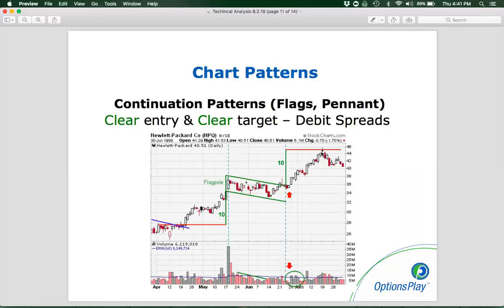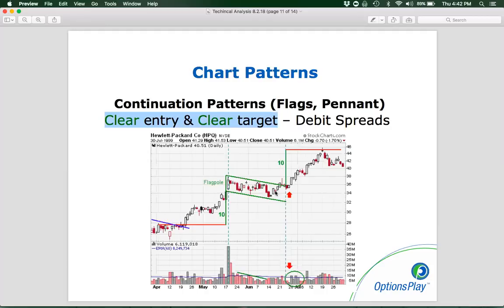So these types of continuation patterns, what's very interesting about them is that they have very clear entry prices and very clear target prices, because we can say the move that initially got us into the flag is the same amount of pricing. As you can see, this one went from about 28 to about 38, so that's a $10 move. And then after the stock consolidated for a period of time and broke out, once it broke out of that flag, that's when we expect another $10 move to the upside.